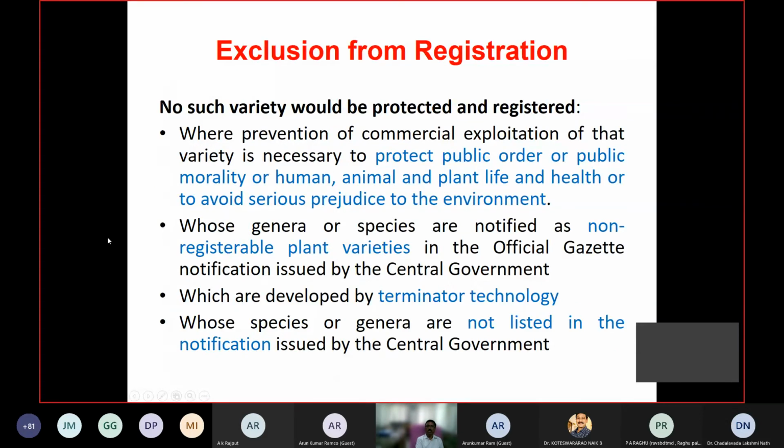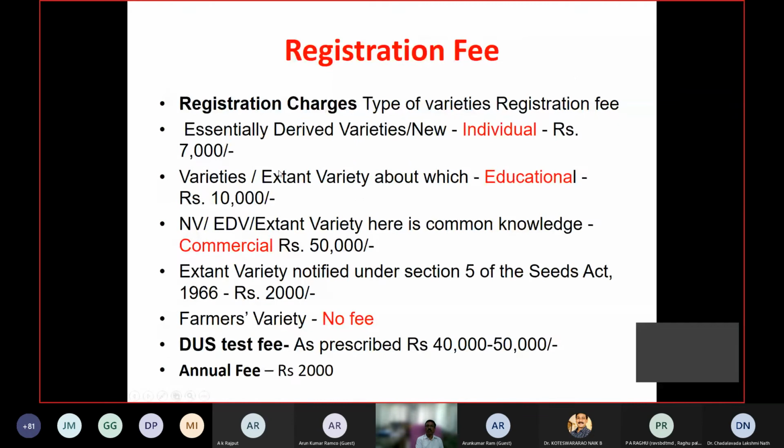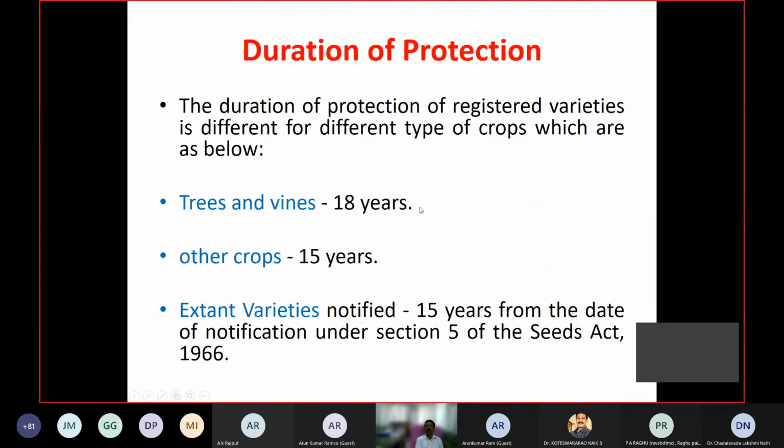So already told you exclusion from registration. This fee is not charged from the farmers, only for the breeders and researchers. Even the DUS test fee is very expensive, about 40 to 50,000, so it is not given to farmers. So what is the duration of protection in case of plant varieties? For trees and vines it is 18 years, and for other crops it is 15 years.